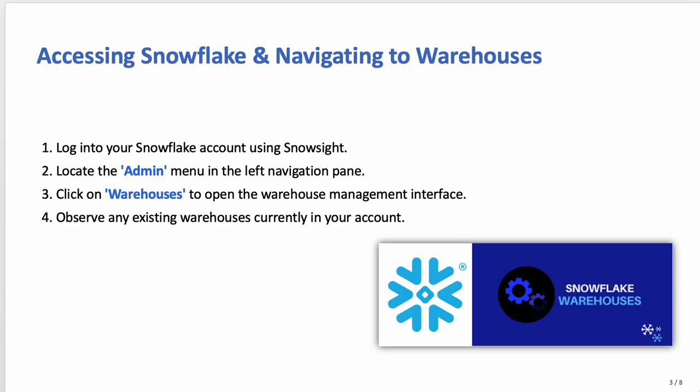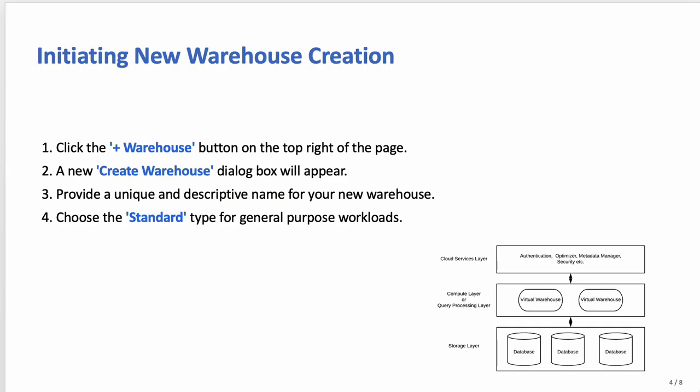Observe any existing warehouses currently in your account. Then initiate a new warehouse creation. Click the plus Warehouse button on the top right of the page, and a create new warehouse dialog box will appear. Provide a unique and descriptive name for your new warehouse and choose the standard type for general purpose workloads.